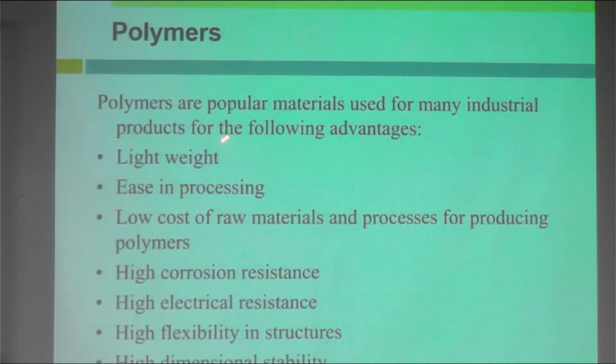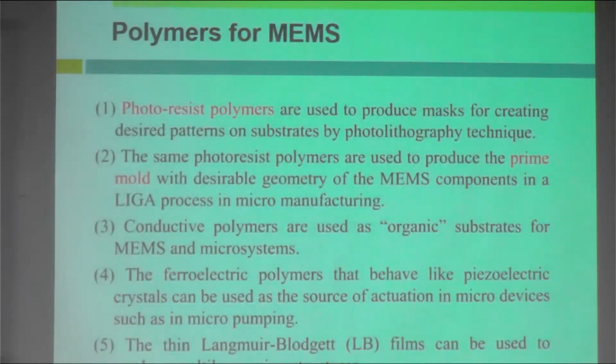Then we can choose the polymers accordingly. So polymers are popular materials used for many industrial products, with the following advantages: lightweight, ease in processing, low cost of raw materials and process for producing polymers, high corrosion resistance, high electrical resistance, high flexibility in structures and high dimensional stability. So these are the polymer properties that are good for MEMS.